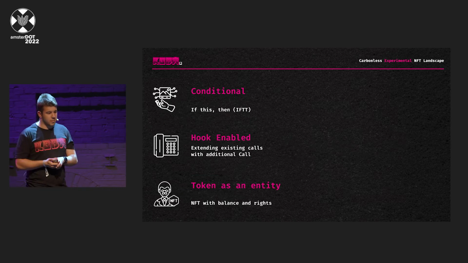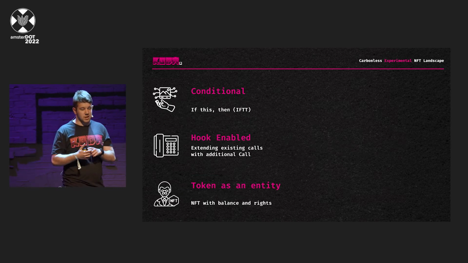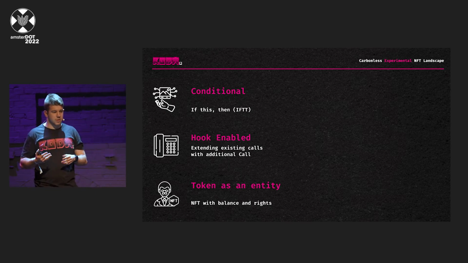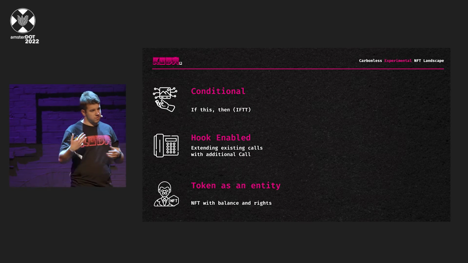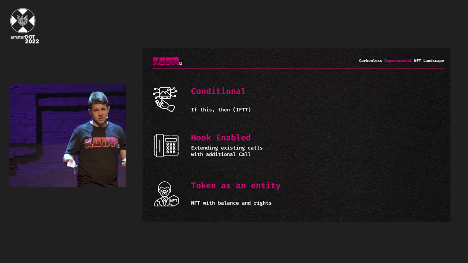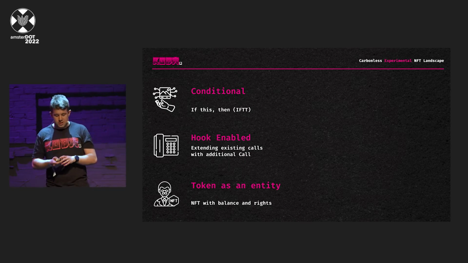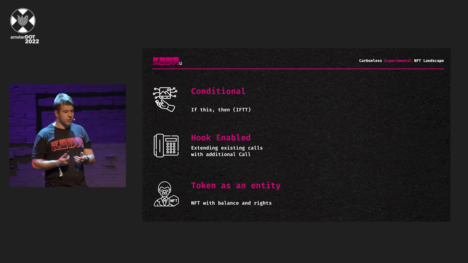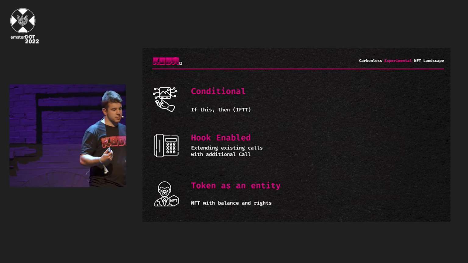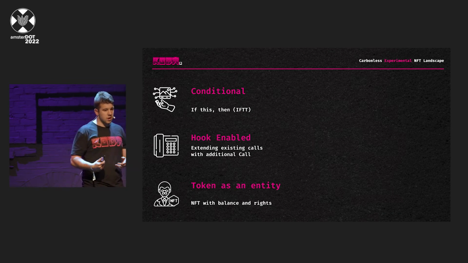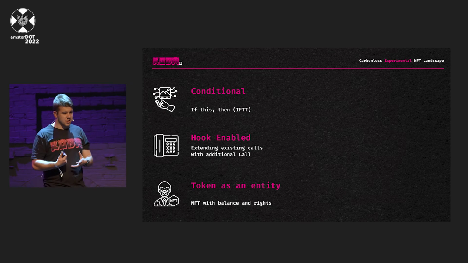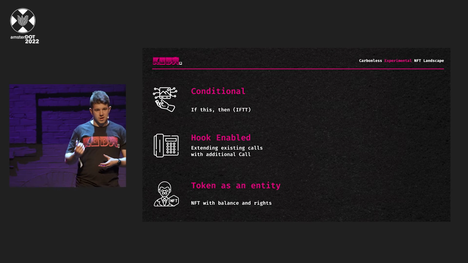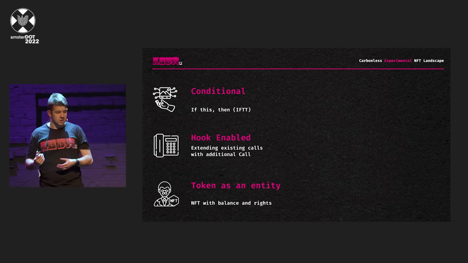As I mentioned, we have three approaches. First is conditional NFTs. Similar to a smart home, it uses the model of if this, then that. So if the sun goes down, you can set the color of your lights. We can do the same with tokens. Then we have hook-enabled features, where we extend the existing Substrate calls with an additional call. And then we have the token as an entity. Imagine that the NFT has a balance on Substrate and the right to make transactions.